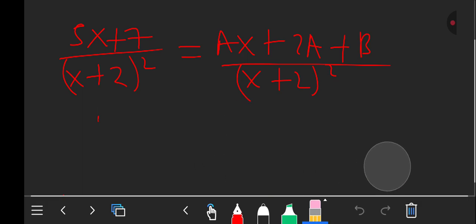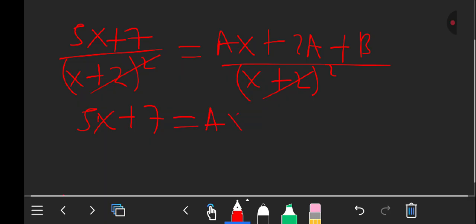So I can now equate. You see that x plus 2 squared and x plus 2 squared are the denominators, so they can cancel out. So what I can have is 5x plus 7 is equal to ax, then plus 2a plus b. At this point now I can equate.